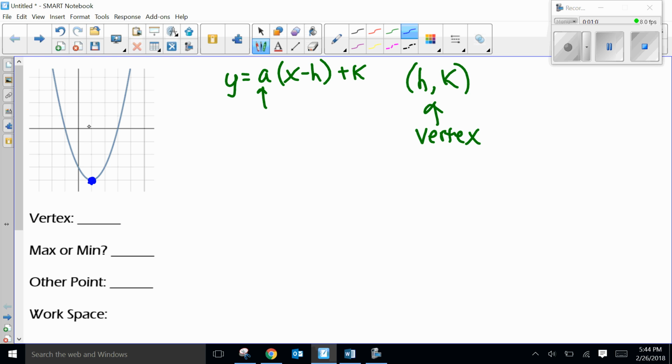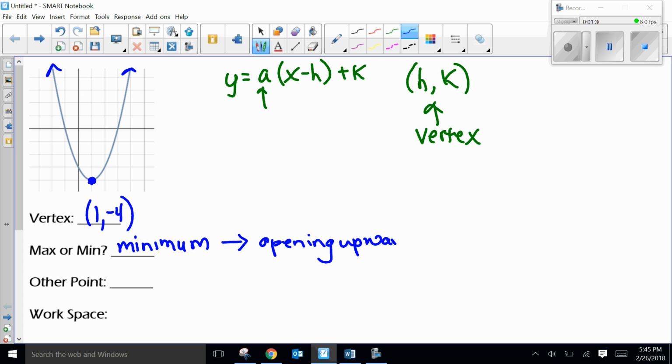Our vertex is (1, -4). This would be a minimum value because it's the lowest point in my graph. So since it's a minimum value and my parabola is opening upwards, what that tells me is my a value is going to be positive because it's opening upwards.